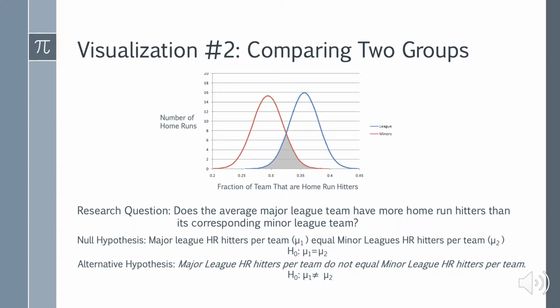The graphic shows that the major league has more home run hitters than its corresponding minor league team. Then the null hypothesis is rejected.